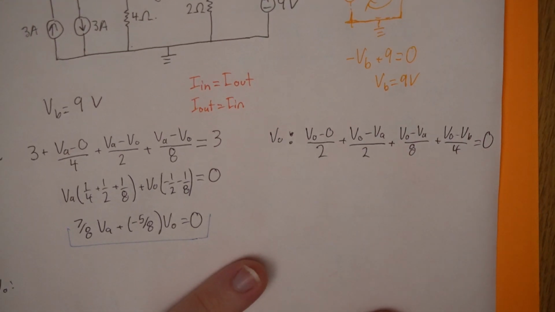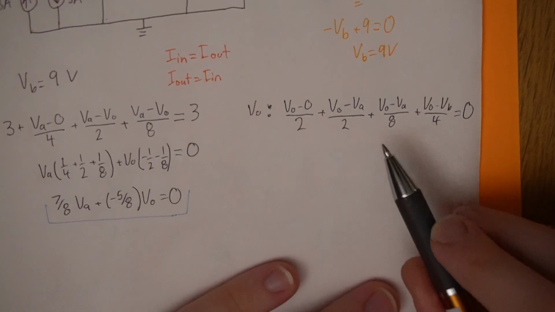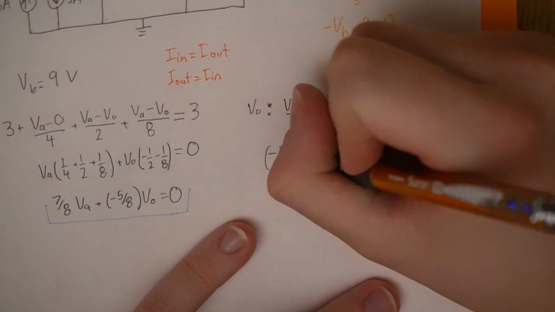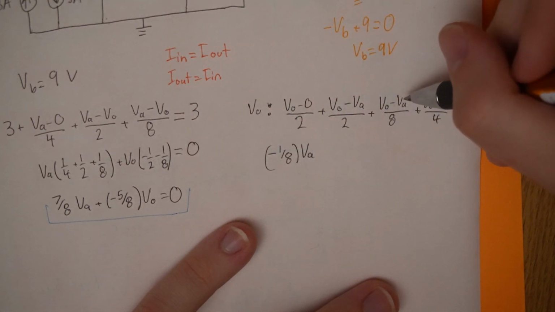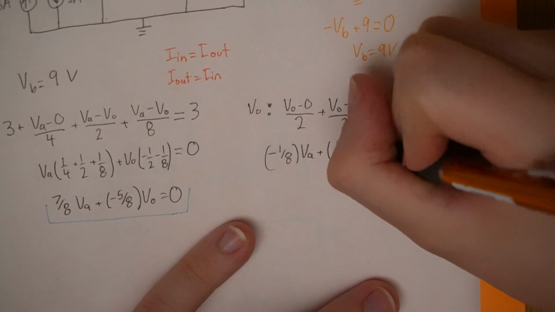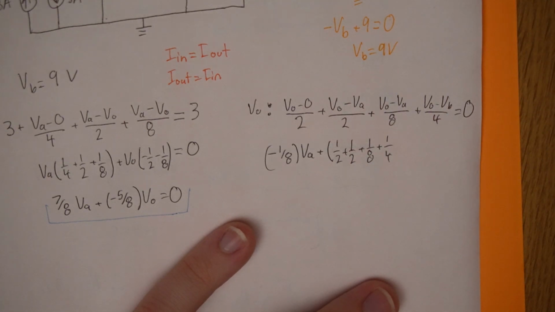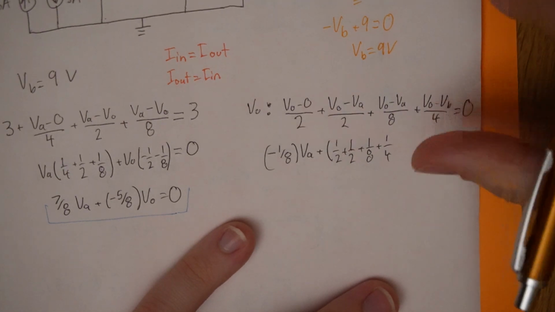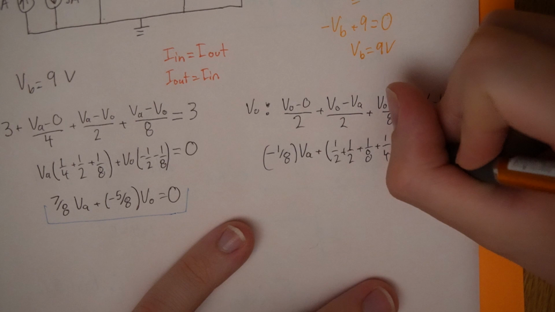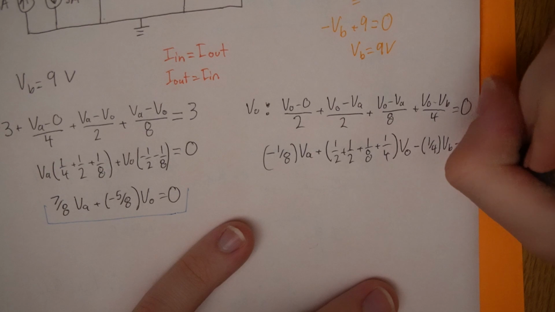Now, I'll have to simplify this if I want to solve it. So let's simplify this equation. Factor out VA, negative 1 over 8 VA. What VOs do I have? Plus 1 over 2, plus 1 over 2, plus 1 over 8. There's another shortcut you can do to make nodal analysis easier, but I don't think I'll show it, because you want to learn the fundamentals first, and then you can use a shortcut. VO, and what is VB? Minus 1 over 4 VB equals 0.